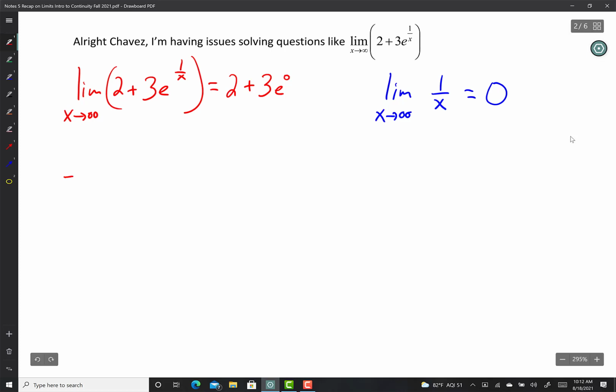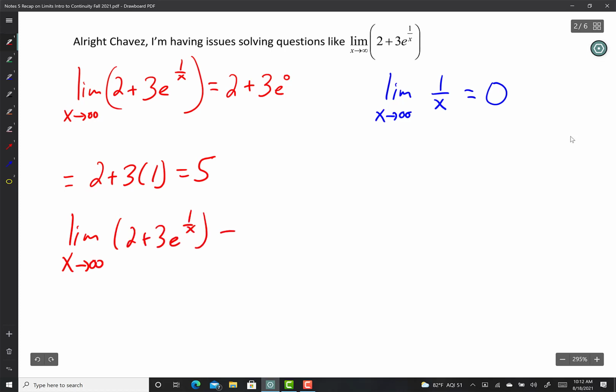e raised to the 0 is what? 1. And 3 times 1 is 3. And then finally we just add the 2. Notice I don't write the word limit anymore because I'm already evaluating it. What is 3 plus 2? And there it is. So this limit, as x approaches infinity, of 2 plus 3 e to the 1 over x is nothing more than 5. e to the 0 is equal to 1.